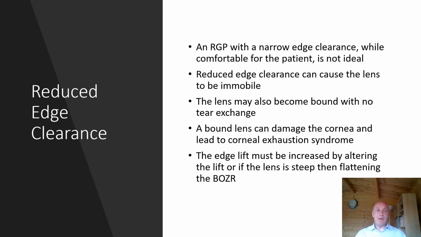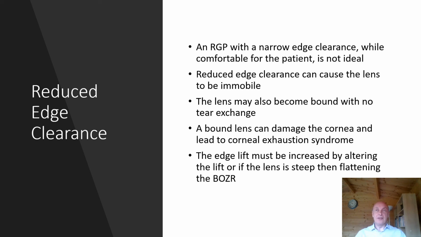If we have a lens that's bound to the cornea, it's highly likely it will indent into the cornea, and on removal, it may even take the surface layer of epithelium with it, which is extremely uncomfortable for the patient and damaging in the long term. A bound lens can damage the cornea in other ways. Because there are no tears being exchanged, the cornea itself is not being reoxygenated with fresh tears. So this can lead to corneal exhaustion syndrome, where the cornea itself loses its oxygenation.